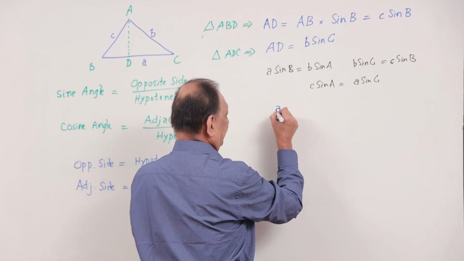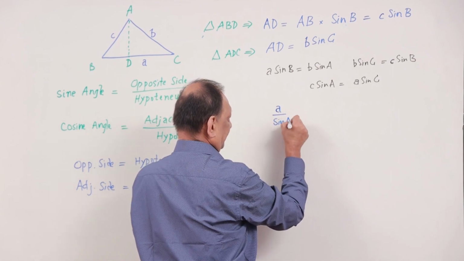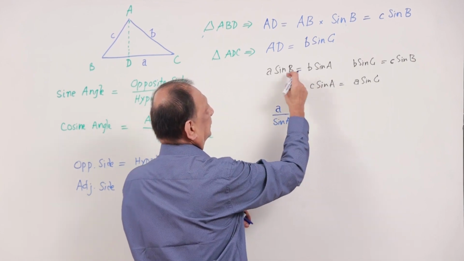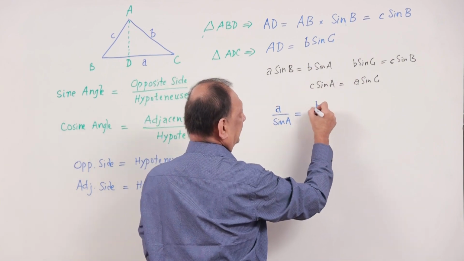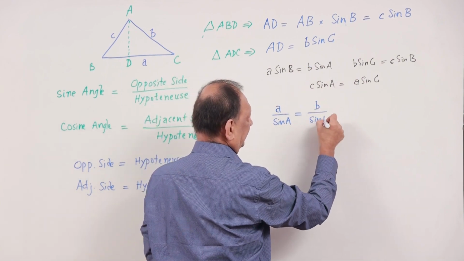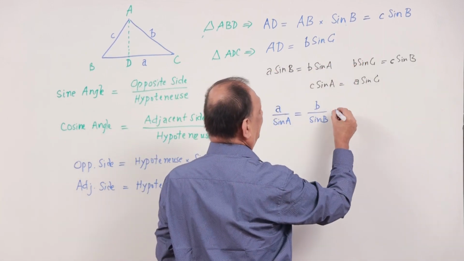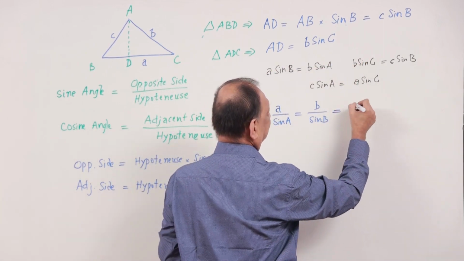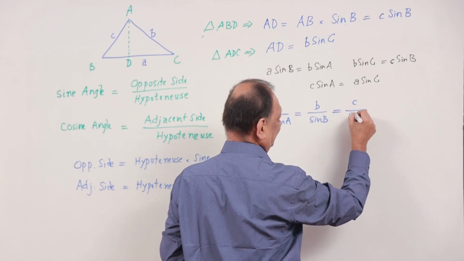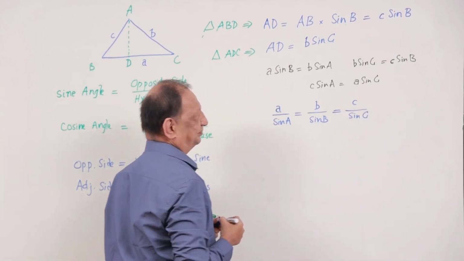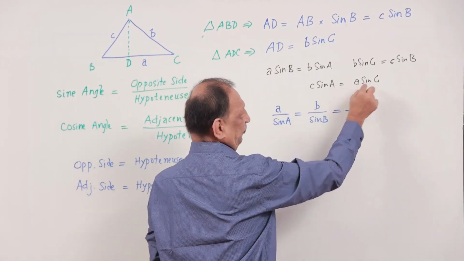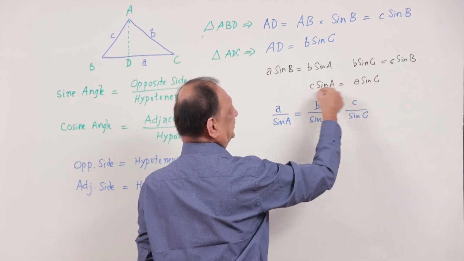A by sin A is equal to B by sin B, and that will obviously be equal to C by sin C. By symmetry I can write it. It's here, actually. A by sin A is here also, which is C by sin C.